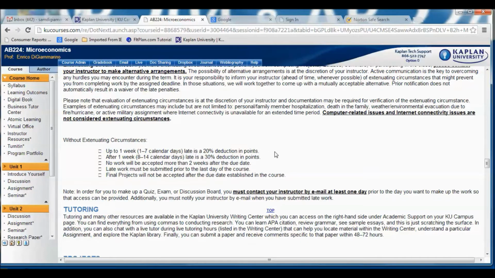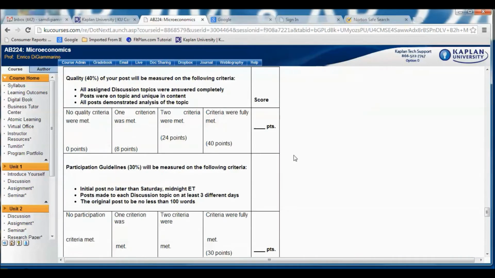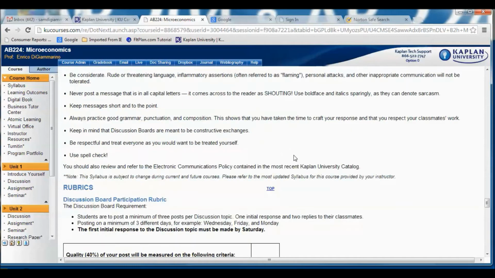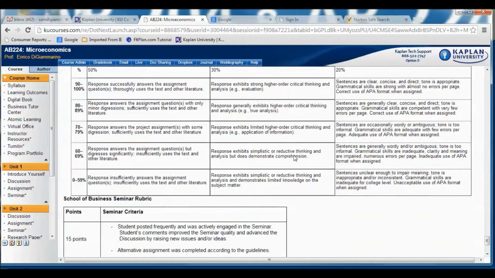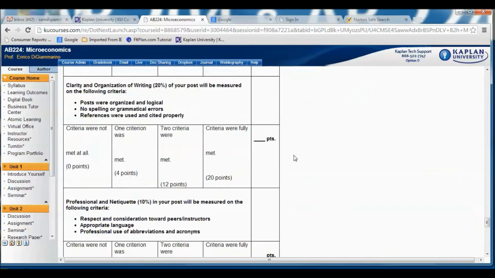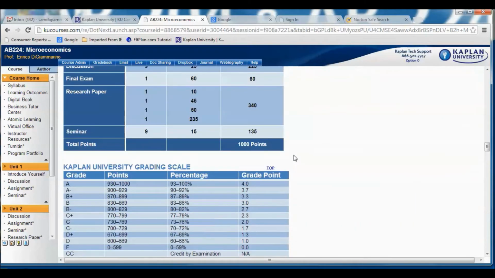Beyond that, you have grading rubrics down here that tell you how the points are awarded. A couple things, let's see if it shows up here. It doesn't, etiquette. So you'll want to read through the syllabus when you get a chance. Now, we're talking about these grade points again.